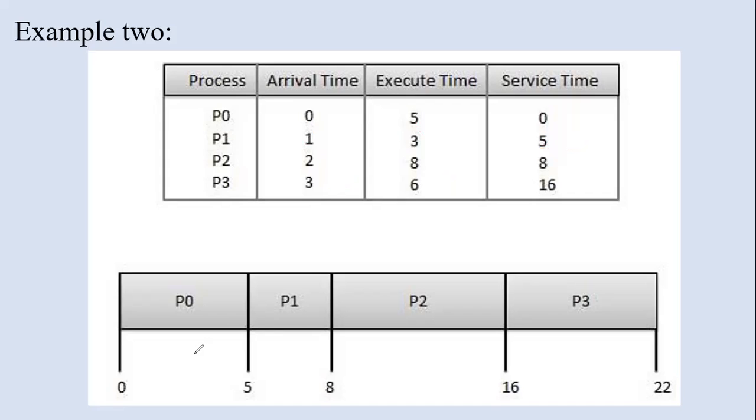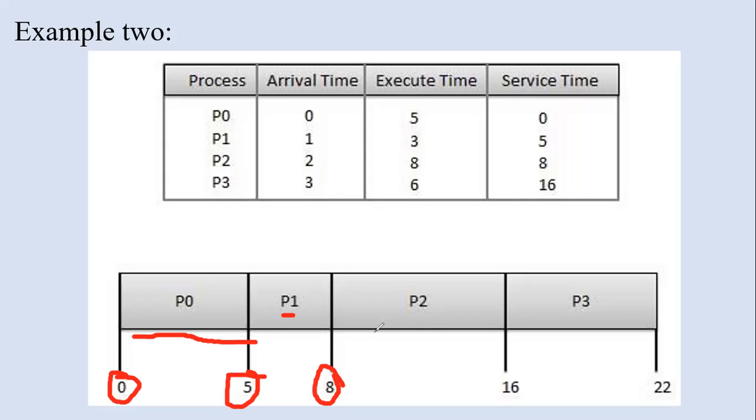So how will these processes be attended to? The first process arrives at time 0. It requires an execution time of 5. So it will complete being executed at time 5. Then process 1 will kick in. Process 1 has arrived at time 1. And the burst time for process 1 is 3. And therefore, process 1 will complete at time 8.